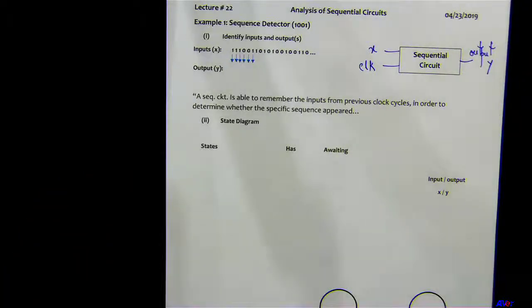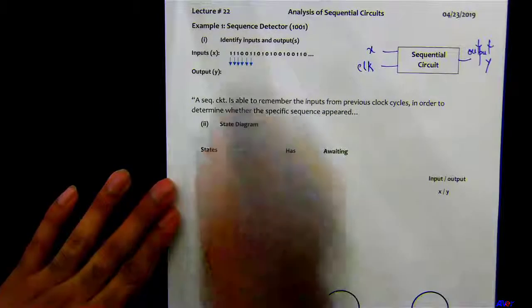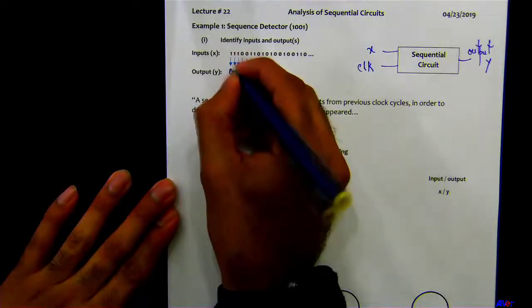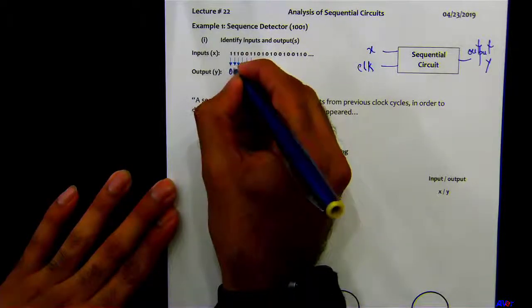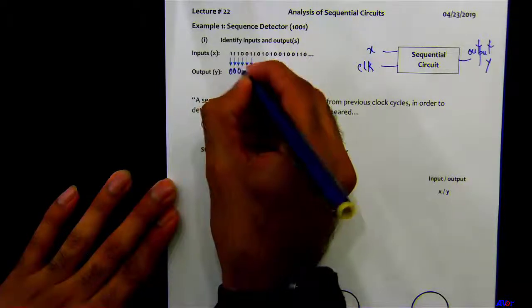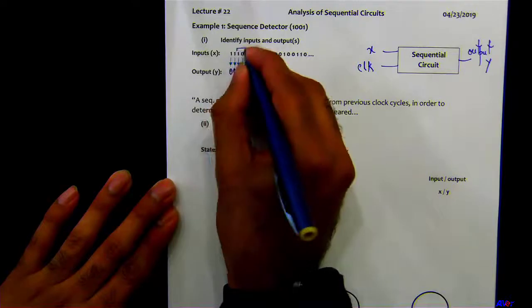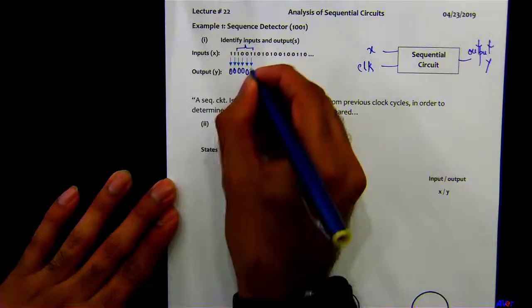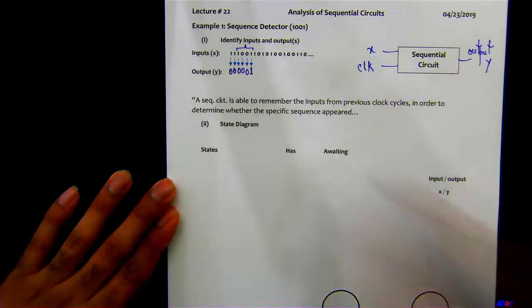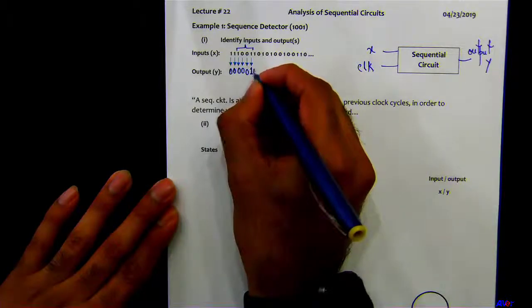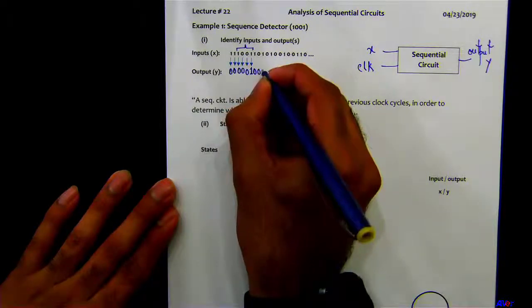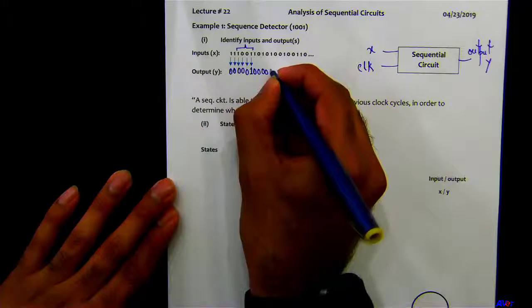Okay. So notice we have the input here, 1110. The output is going to be 0 here. When this bit is received, the output would still be 0. It will be 0, 0, 0 until it gets here. This is when it detects the sequence 1001. The output goes 1 here. Okay. Here the output will be 0, 0, 0, 0, 0, 0, 0.